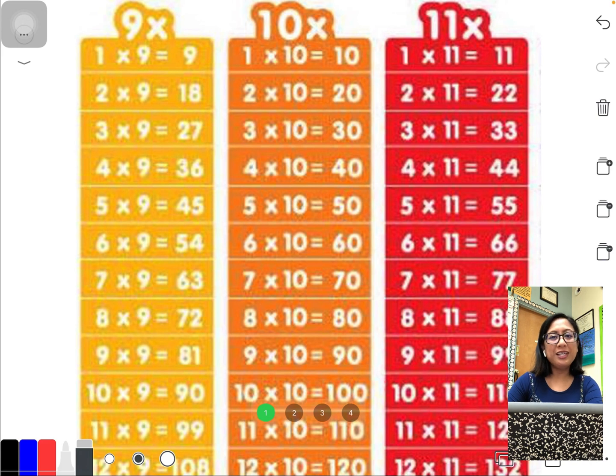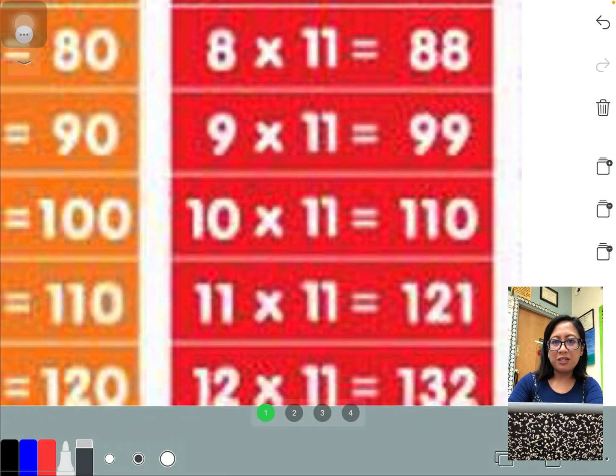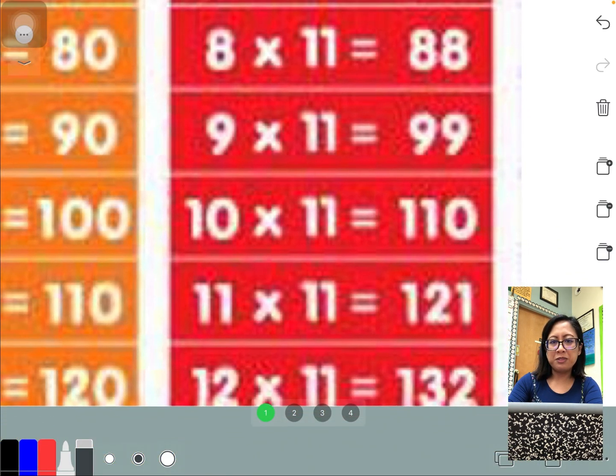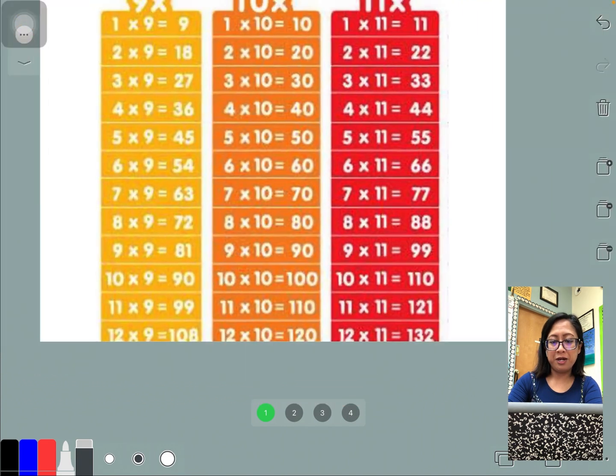As you can see on the screen, I have the 9s, 10s, and 11s times tables. You don't have to memorize the 9s. It's just up here because remember I said I couldn't find something where it just had 10 and 11. We just have to focus this week on the 10 and 11 times tables. It's not that challenging because, as you know, when you are multiplying by 10, you just add a 0 at the end. When you're multiplying by 11, you're just repeating the number. But it's important to know 11 times 11 is 121, and 12 times 11 is 132. So keep that in mind.